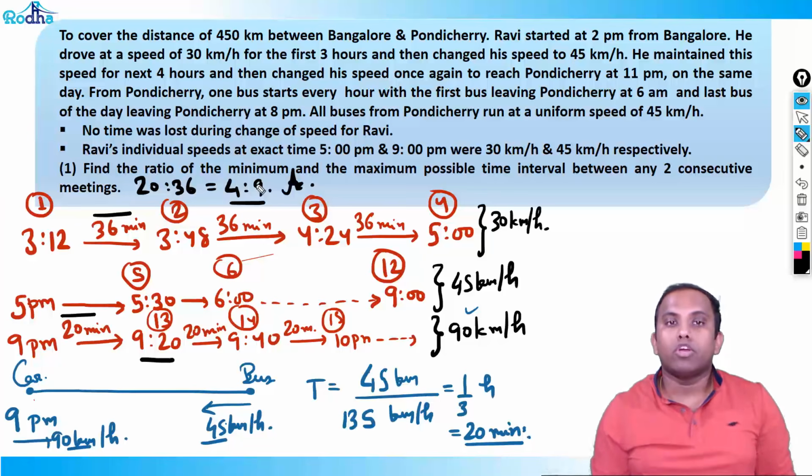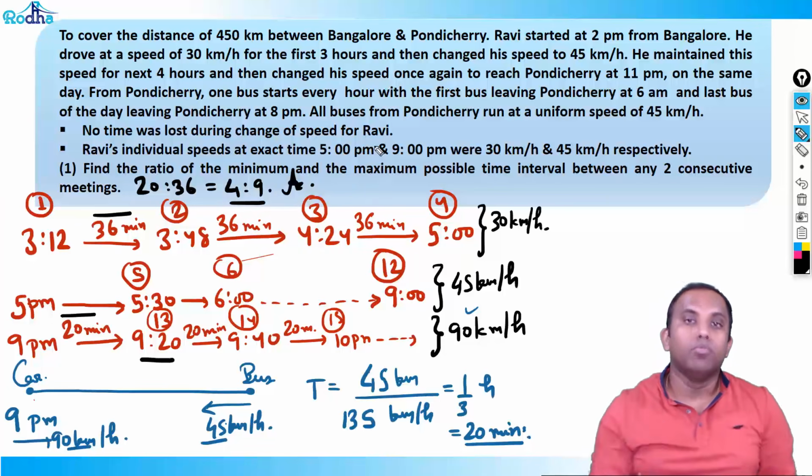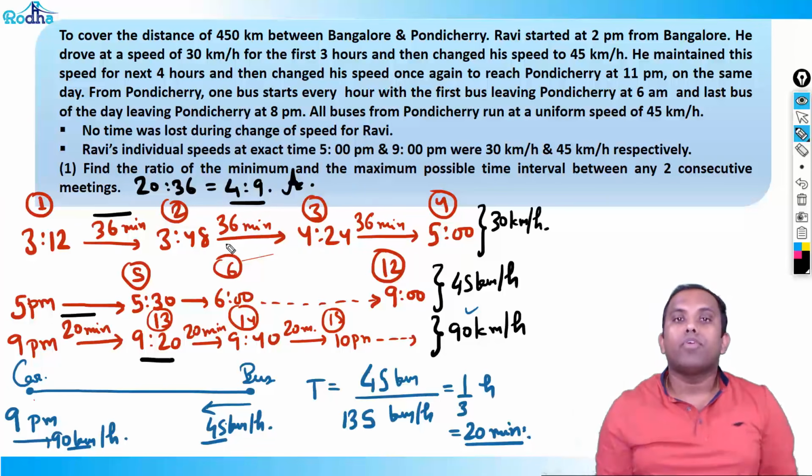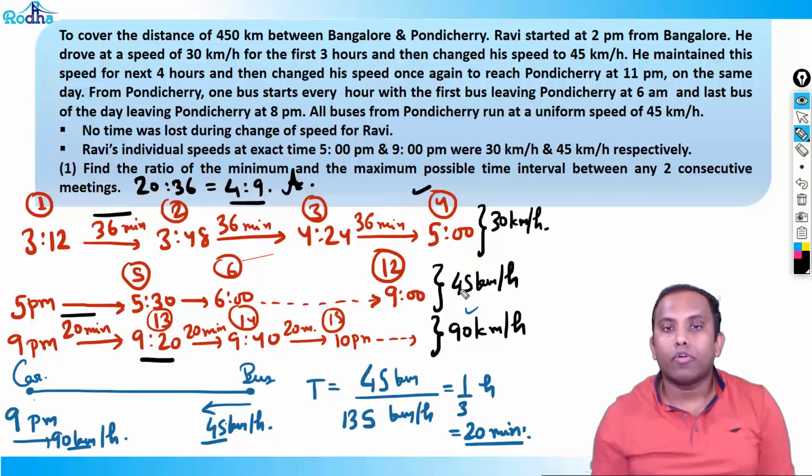So find the ratio of minimum and maximum time: 20 is to 36. What's the next question? In question 2, the question was to find the ratio of the number of buses in each time interval. That means at 30, how many buses he crossed?